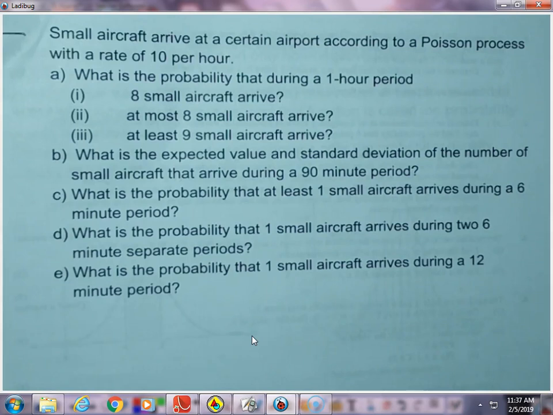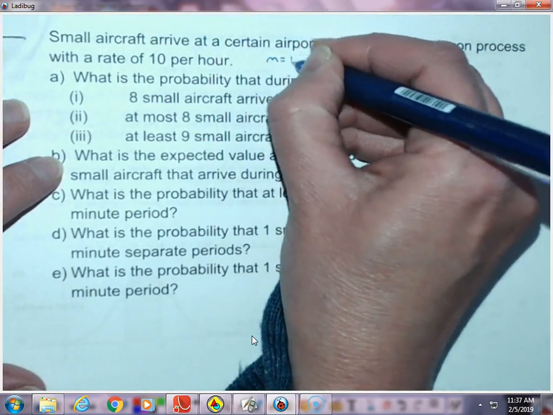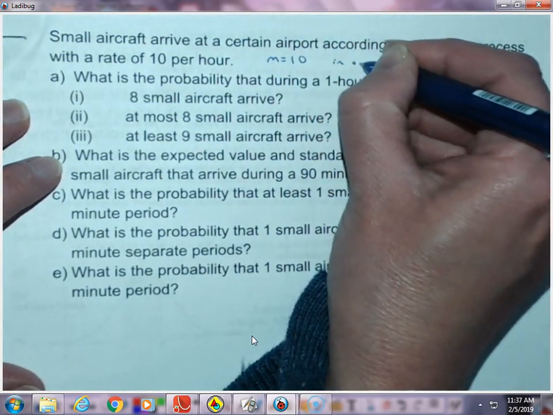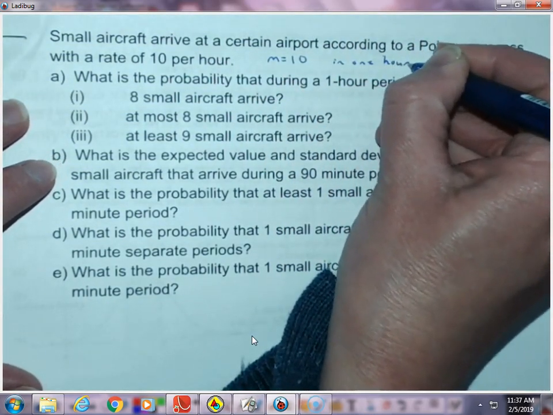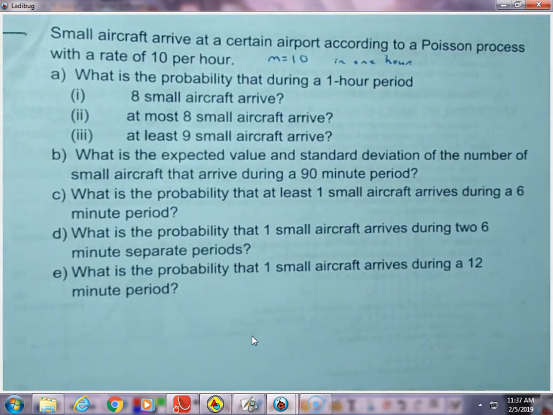Alright, small aircraft arrive at a certain airport according to a Poisson process with a rate of 10 per hour. So that is our average, as long as they don't change the time period. Can we pretend that this is the Berlin airlift? Sure. What is the probability that during a 1 hour period, 8 small aircraft arrive, at most 8 small aircraft arrive, at least 9 small aircraft arrive?